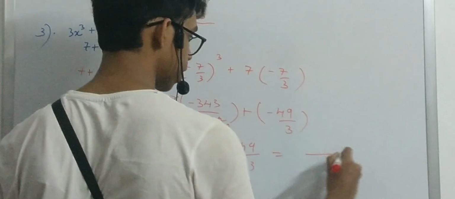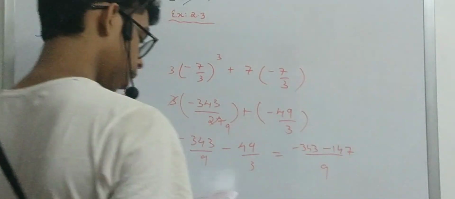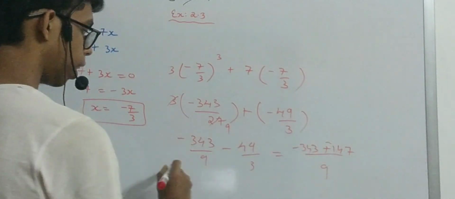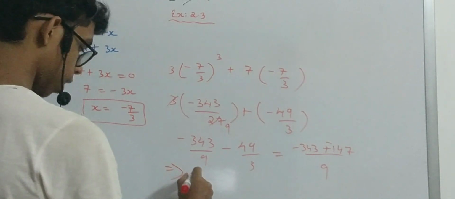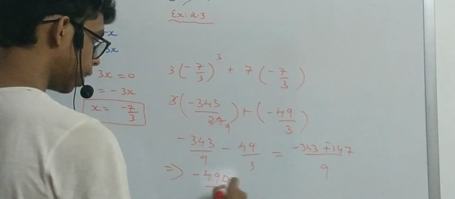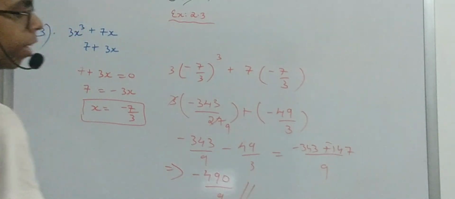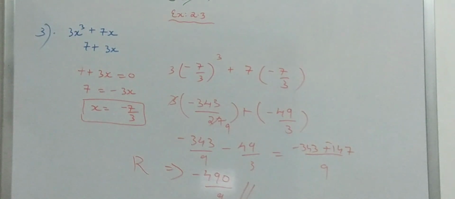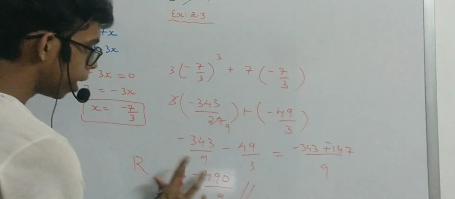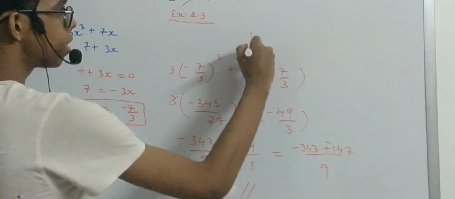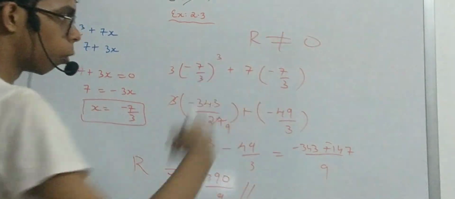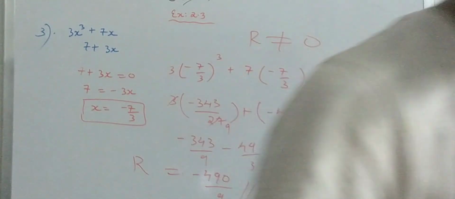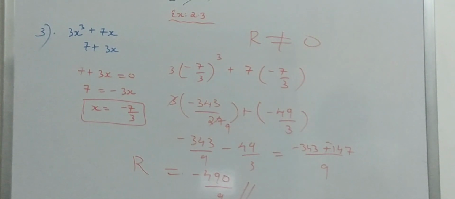If you take the LCM, it will be 9. So when you do this, you will be getting the final answer as minus 490 by 9. So this will be your remainder, minus 490 by 9. So what do you observe over here? Here we see that the remainder that we have got is not equal to 0.